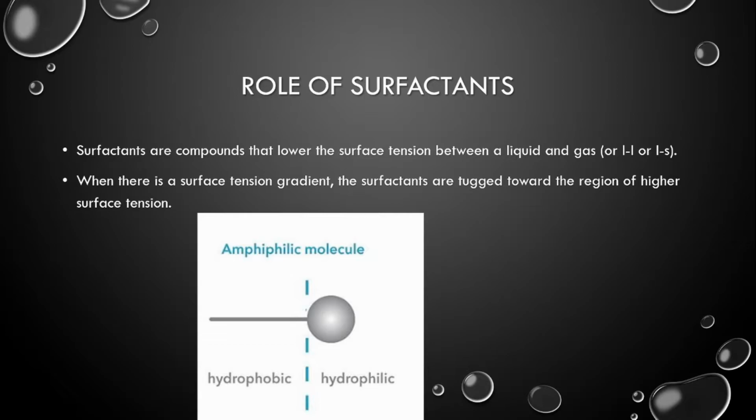These surfactants are amphiphilic molecules with a hydrophobic tail and a hydrophilic head. They align themselves so that the tail is in the air region and the head is in the water region. And when there is a surface tension gradient, these surfactants are tugged toward the region of higher surface tension so that they can go in there and lower the surface tension.